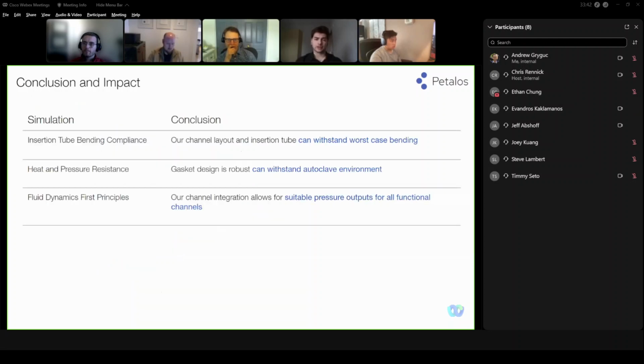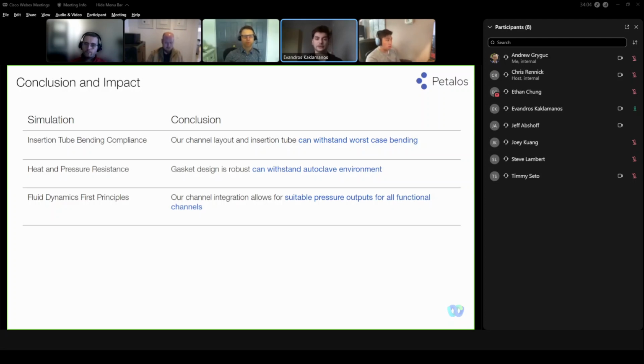After performing these simulations, we were able to leverage these results for several key design choices. First, our channel layout and insertion tube can withstand worst-case bending. Our heat and pressure simulation demonstrated that our gasket design is robust and can withstand an autoclave environment. And our fluid model showed our channel integration allows for suitable pressure outputs for all functional channels.